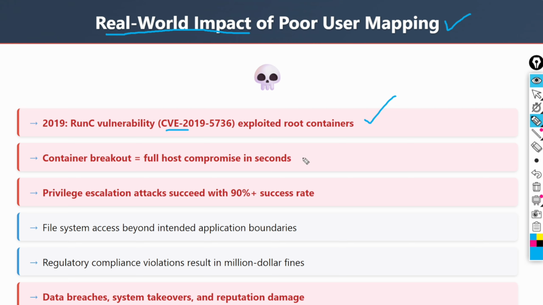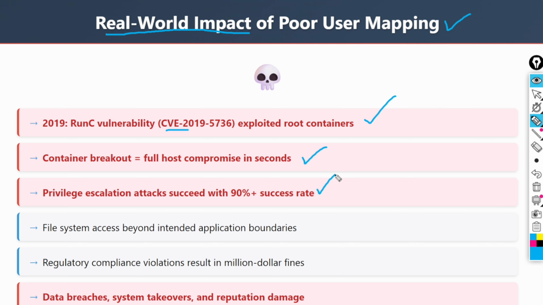And coming to the second point, container breakout equals full host compromise in seconds. Once inside, attackers could escape the container's sandbox and take over the host machines. This kind of breakout is very fast and devastating, especially when the containers run as root.